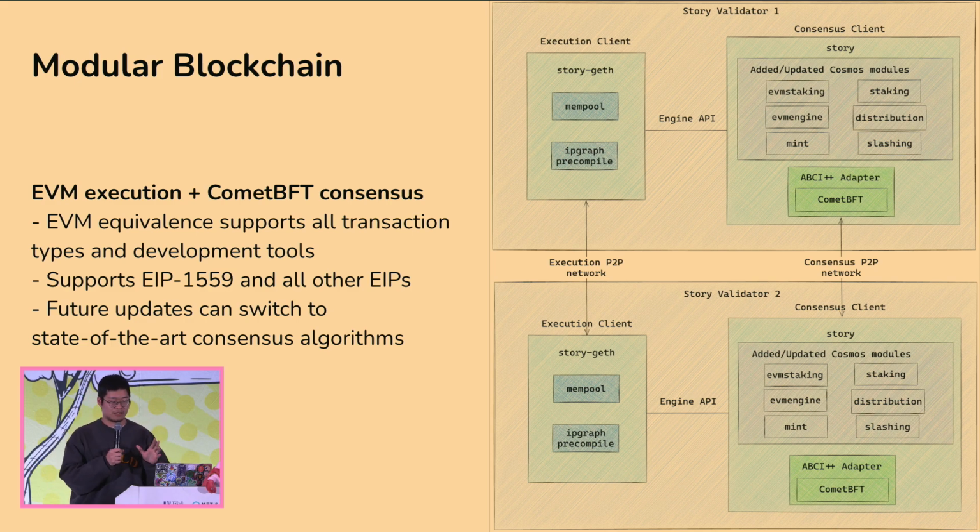A bit of explanation of how a Story validator works. In order to run a validator, you need to run two types of client. The execution client, Story Geth, is a fork of existing Geth, including the mempool and also the IP graph precompile. The next client you need to run is the consensus client, where we added and updated existing Cosmos modules such as staking, slashing, and minting, with the ABCI++ adapter of CometBFT. In between the two clients, we use the Engine API to interact with each other.